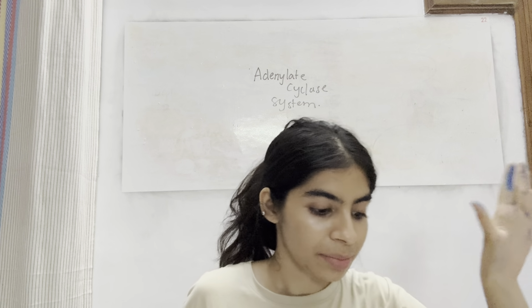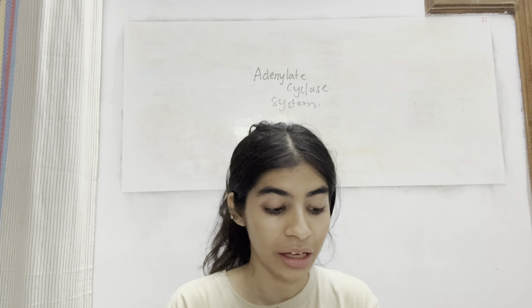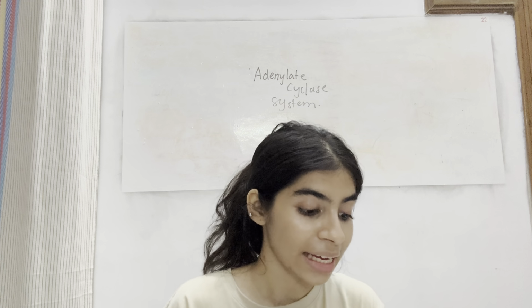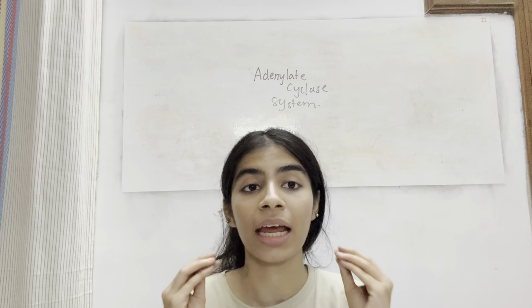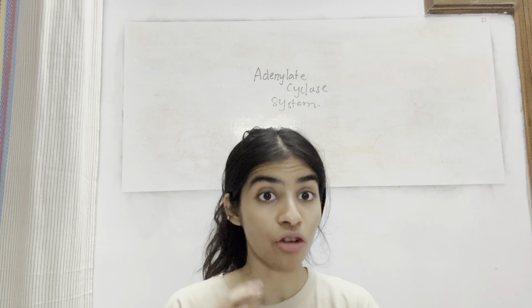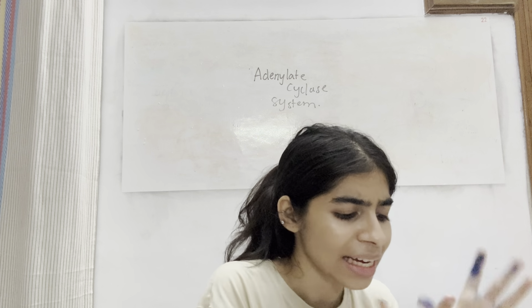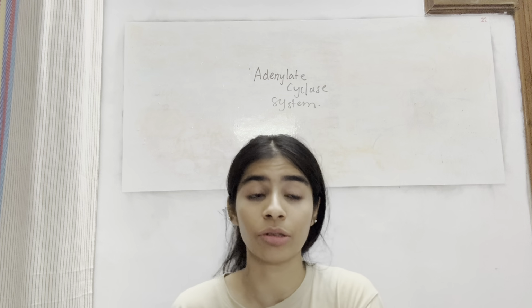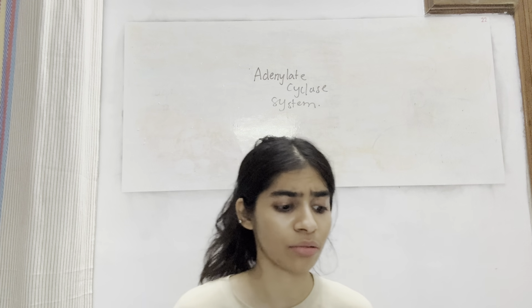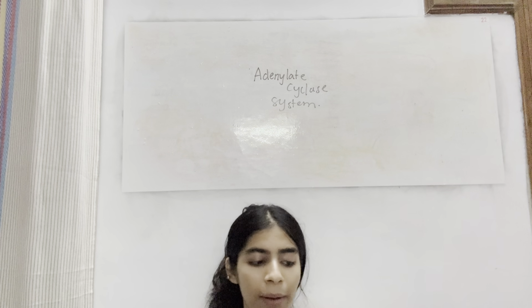These receptors are characterized by a few things: a ligand binding region, 7 transmembrane helices, and an intracellular domain that interacts with G proteins. Okay, so we're going to talk about it step by step.